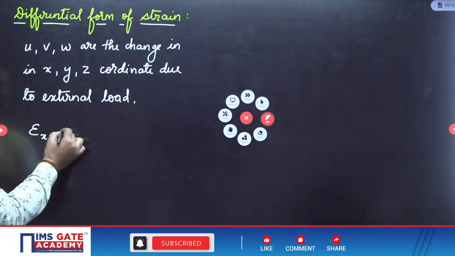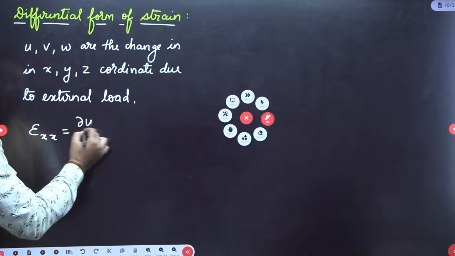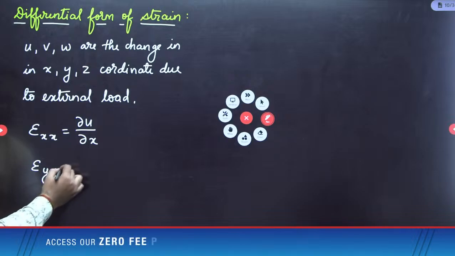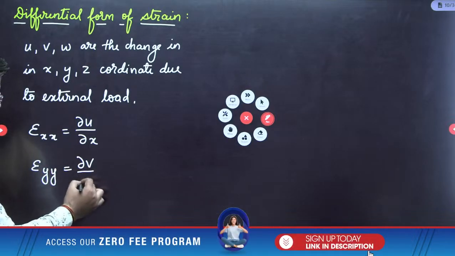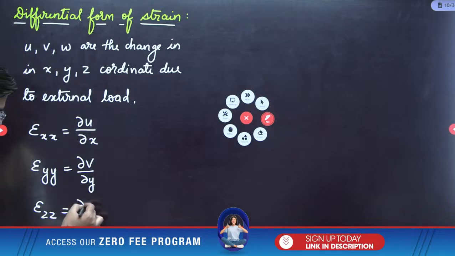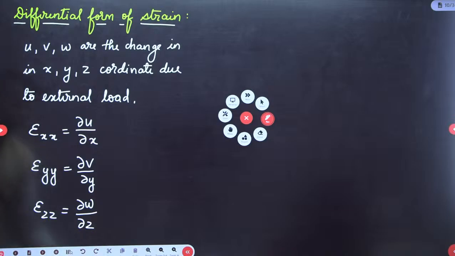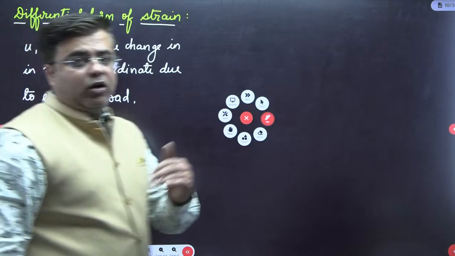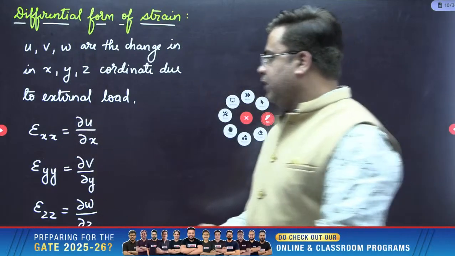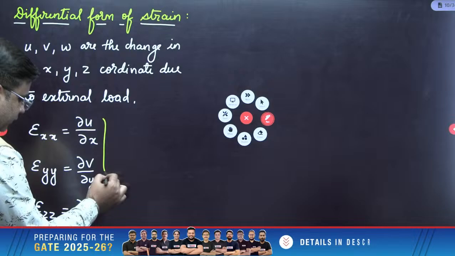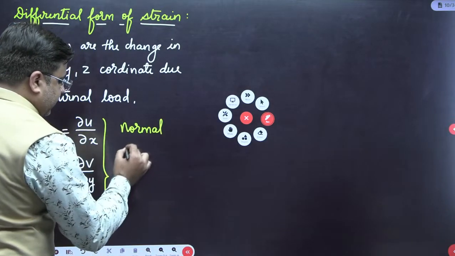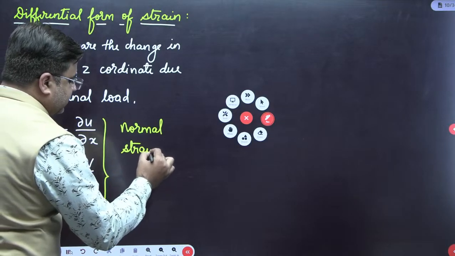Normal strain in x direction is equal to del u by del x. Similarly, normal strain in y direction, epsilon yy, is equal to del v upon del y. Similarly, normal strain in z direction is equal to del w upon del z. So these are the values of your normal strain along x, y and z direction, and these are termed as the differential form of strains. These are your normal strains along x, y and z direction.